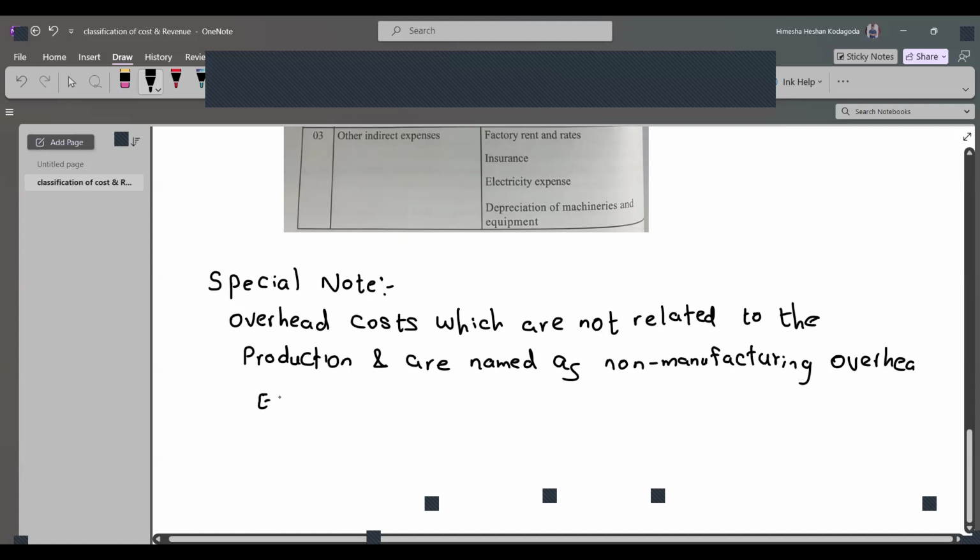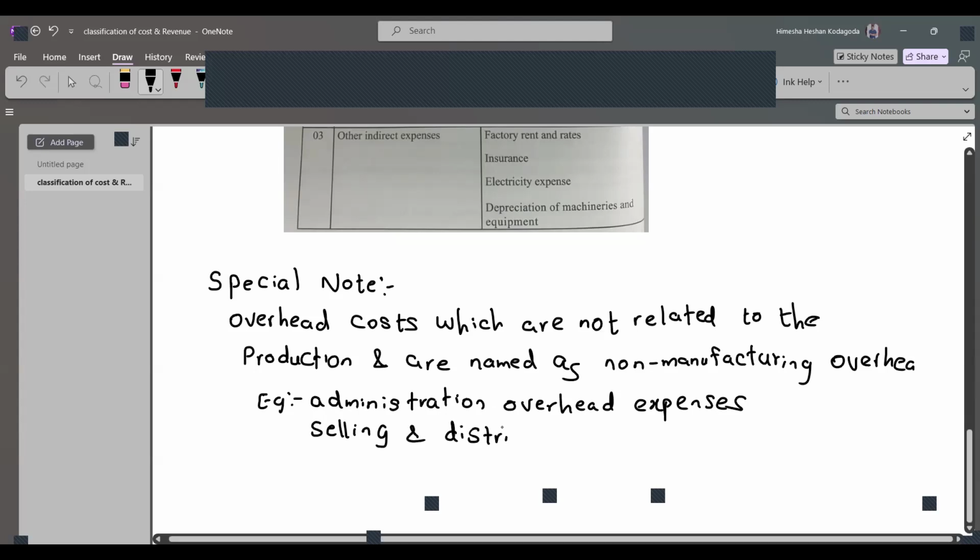Examples: administration overhead expenses, selling and distribution overhead expenses. Those that do not come into the production process are non-manufacturing overheads. They are not in the manufacturing process.